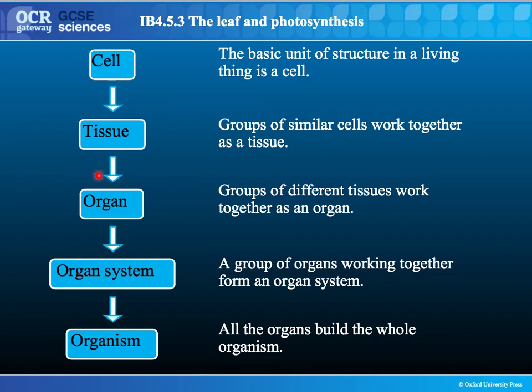Again, lots of similar tissues together will work as an organ. A group of organs will work together to make an organ system, and organ systems will group together to produce an organism. As an example, we may have a muscle cell, which would make muscle tissue, which could produce a heart, which would be part of the circulatory system, which would make up some mammal, such as a human. However, in plants, that is not the case, because we are looking at plants and not animals.